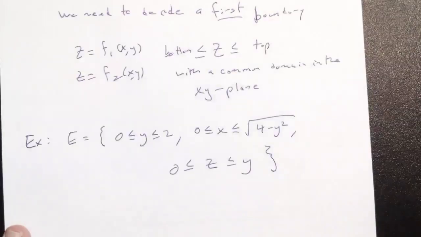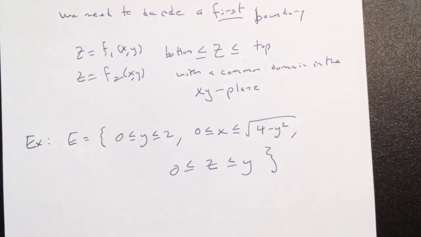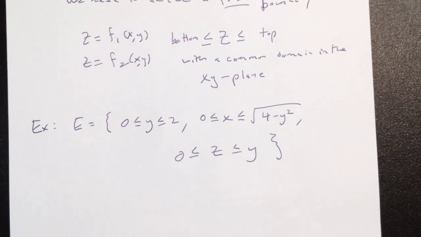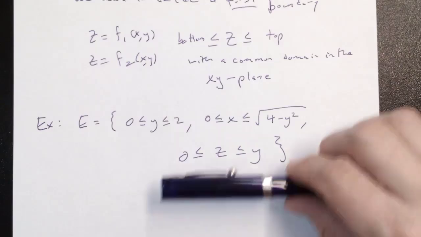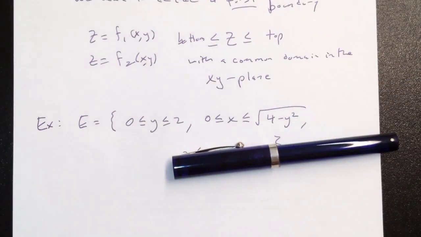Here is a description of a 3D region. Now, I'm going to draw a picture. But let me think about this before I draw it. My first gut reaction is that there are a lot of different options for me to figure out what this looks like. But I'm going to start with those two.